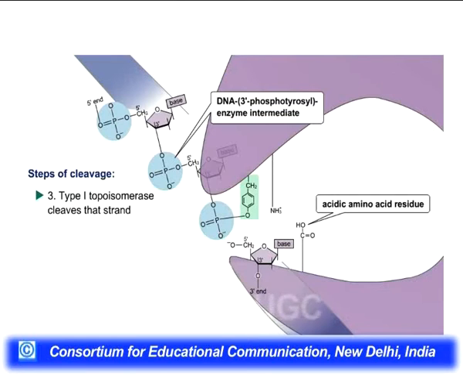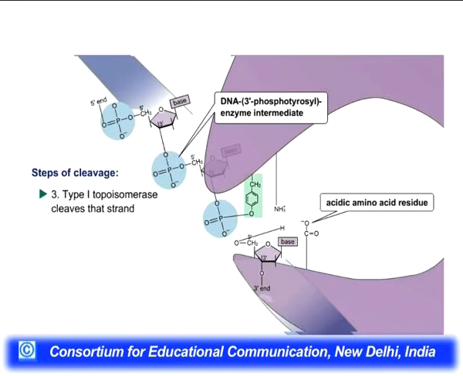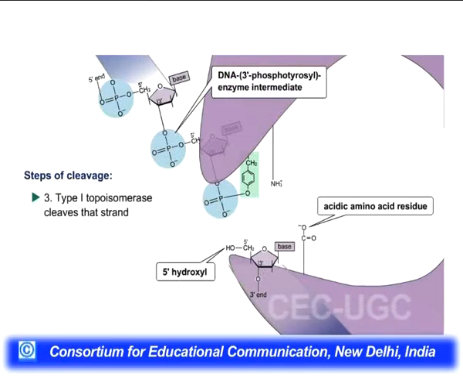So, if you remember, the backbone of the DNA is a sugar phosphate backbone, and how you can cut this DNA, or create a nick in this DNA, is by nicking this phosphodiester bond. So, it has broken this phosphodiester bond. Now, it will form a DNA 3' phosphotyrosyl enzyme intermediate, and the 5' hydroxyl group is formed by taking up the proton from an acidic amino acid residue which is lying in the nearby cavity. So, it will take that proton and it will become the 5' hydroxyl group.